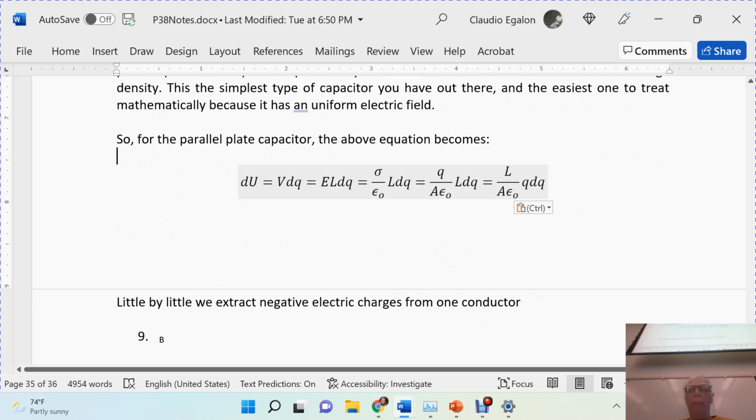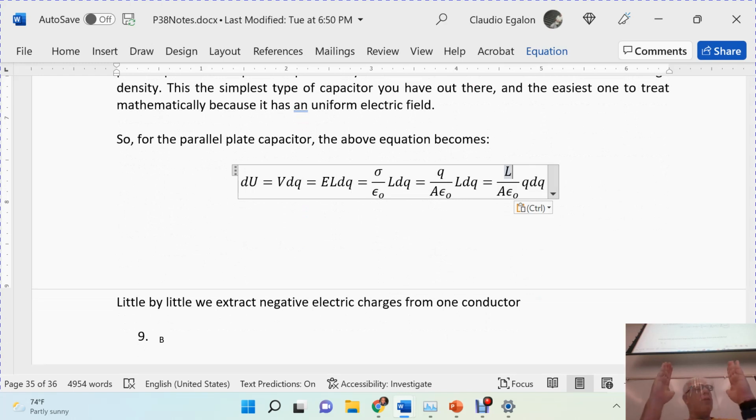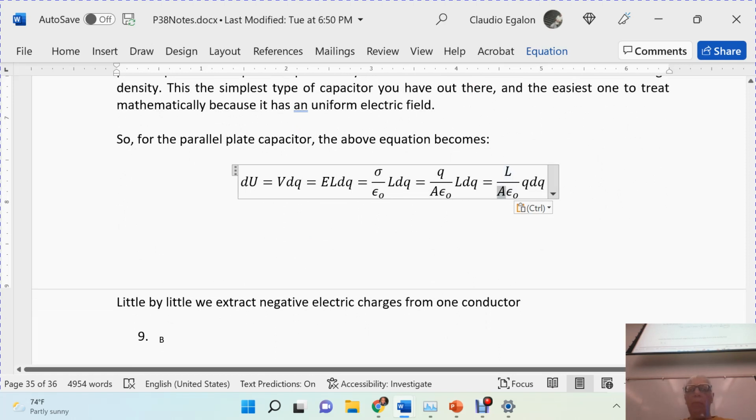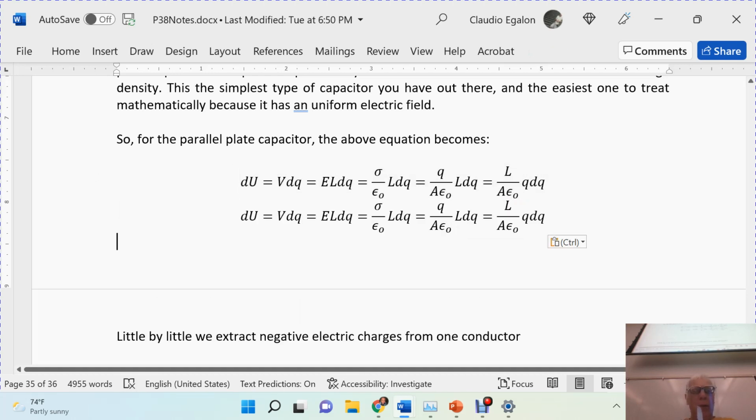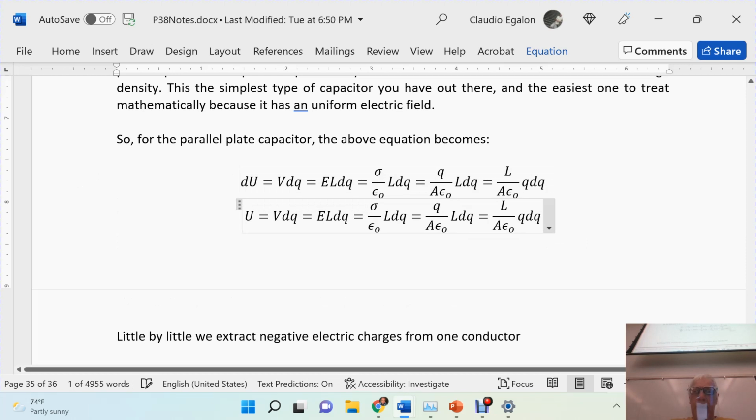What we have here, we have L, that's a fixed value, right? A capacitor will have a distance between the plates, between the conductors, that's fixed. We have an area, that's also going to be a fixed value. We have epsilon naught, that's a fixed value. And what else we have? We have QdQ. Make sense? Easy to calculate that, right? Now if we are going to integrate, here you go.